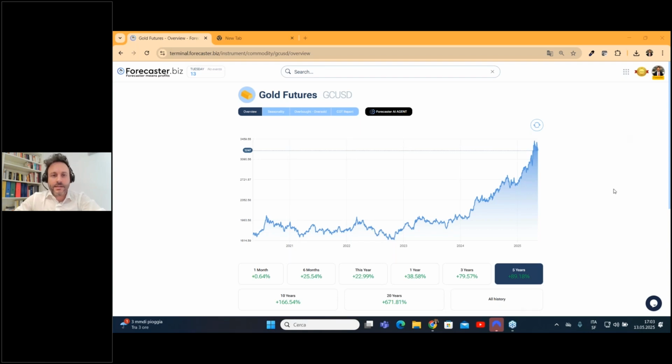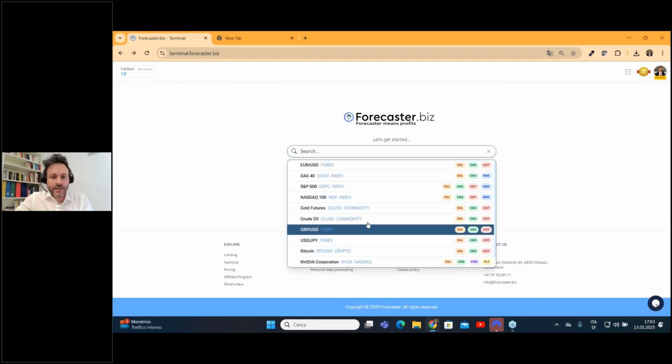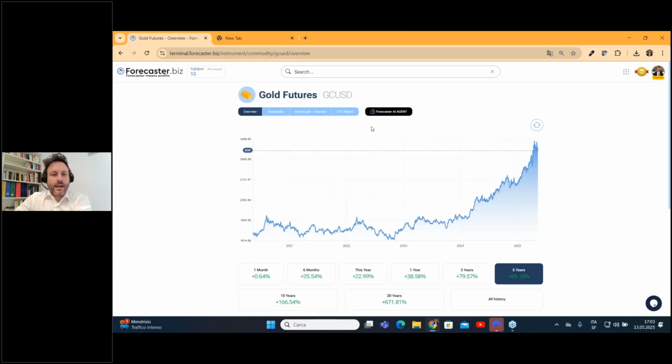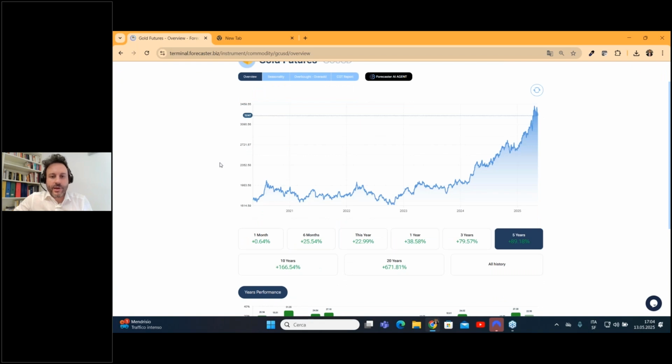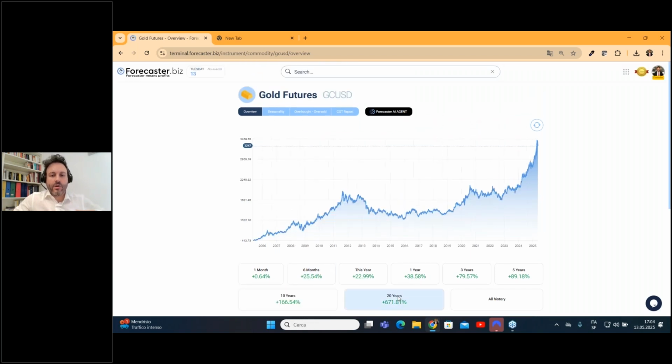As always, the Forecaster is built to have different kinds of analysis on a single instrument. For example, now we are on gold, because we searched directly for gold here, and gold is one of the suggestions that we have from the software when we start to search something in the search bar. As for every other instrument, we have a very easy overview page where we can see the performance for this instrument across all the time frames.